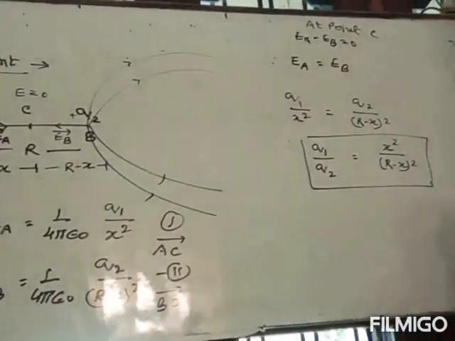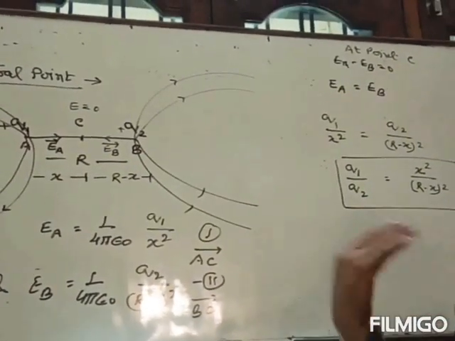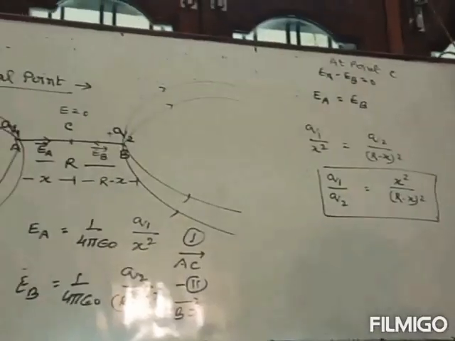So by this formula, you will get the position of the neutral point if both charges are either positive or both charges are negative.